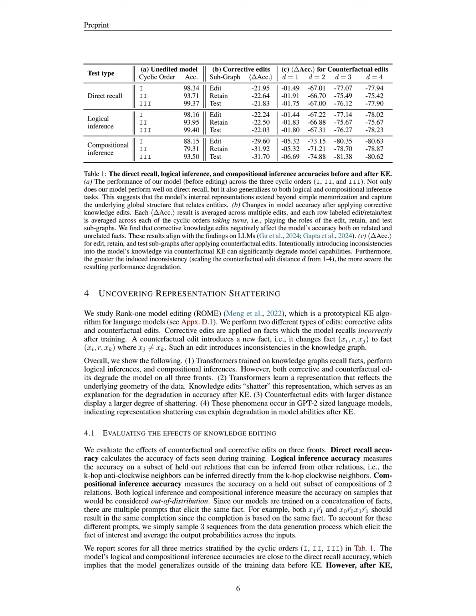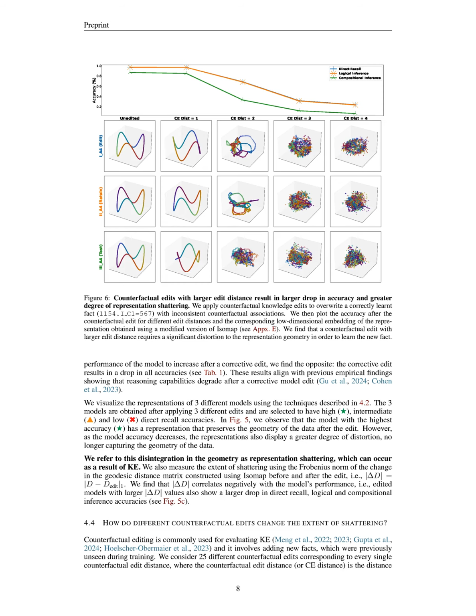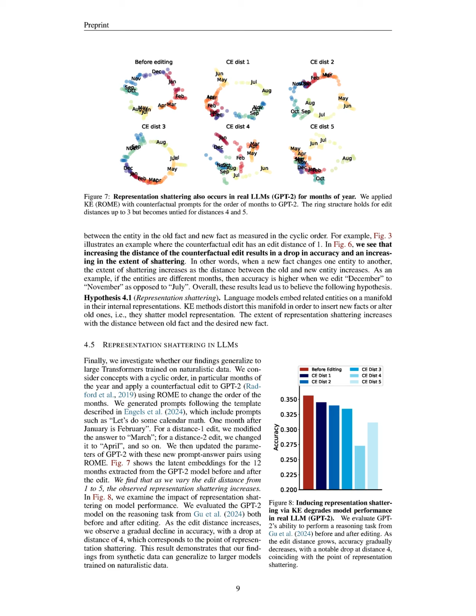Additionally, compositional inference accuracy measures the model's ability to generalize beyond the training data by assessing its performance on compositions of relations. The study also employs a quantitative analysis of representation shattering by measuring the change in the geodesic distance matrix before and after edits, correlating this with the model's performance metrics. Finally, the method is further tested using a pre-trained GPT-2 model, where counterfactual edits are applied to concepts with cyclic orders, demonstrating that as the edit distance increases, both representation shattering and accuracy decline, thus validating the hypothesis regarding the detrimental effects of K.